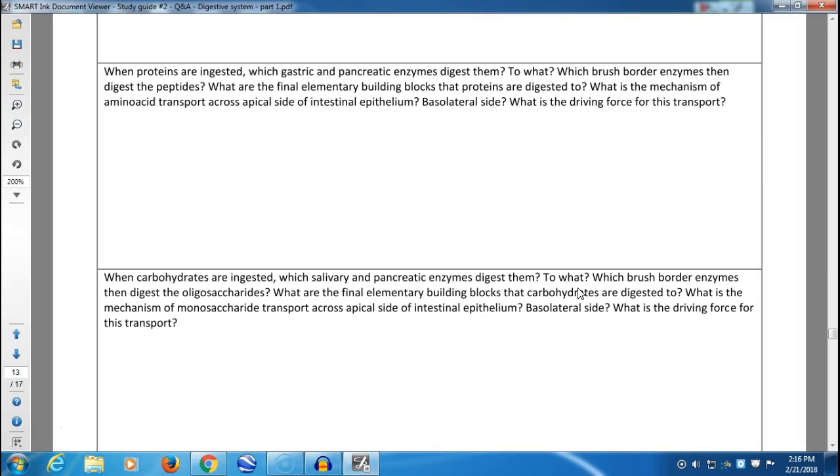Quickly review digestion and absorption. Proteins, where are they digested? Come on. Stomach and intestine. Lipids: mouth, stomach, intestine. Carbs: mouth and intestine. When proteins are digested, what are they digested to eventually? Amino acids.